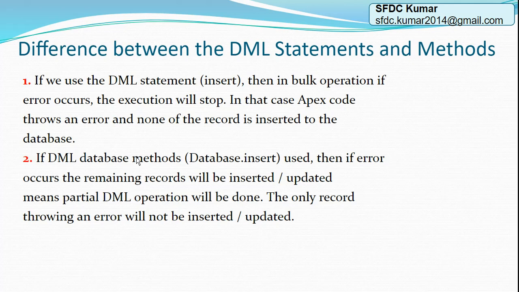So that is the main difference between database dot insert and insert. If an interviewer asks, you can explain like this. For example, we have 10 records and we are inserting or updating the 10 records in a single operation. If any record fails, the total execution will be stopped when we use the insert operation. At the same time, when we are using the database dot insert operation, the execution will not be stopped if we get any error.